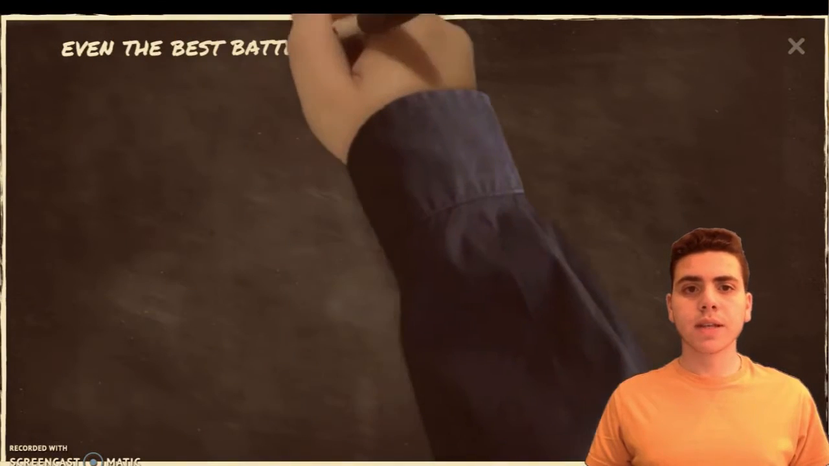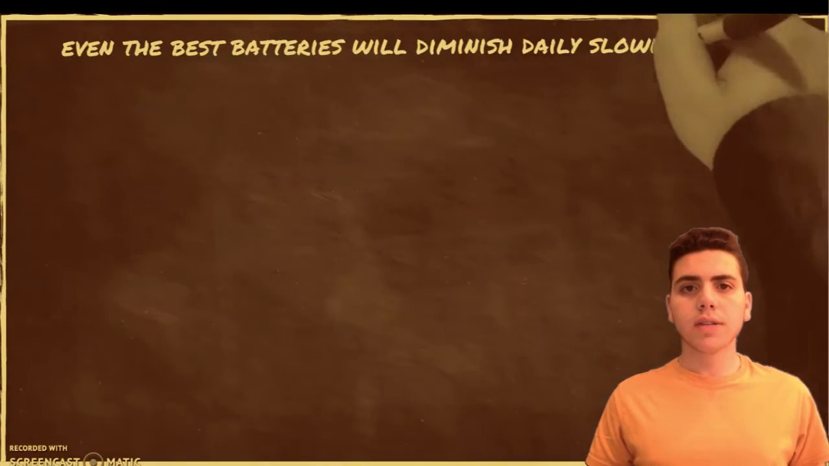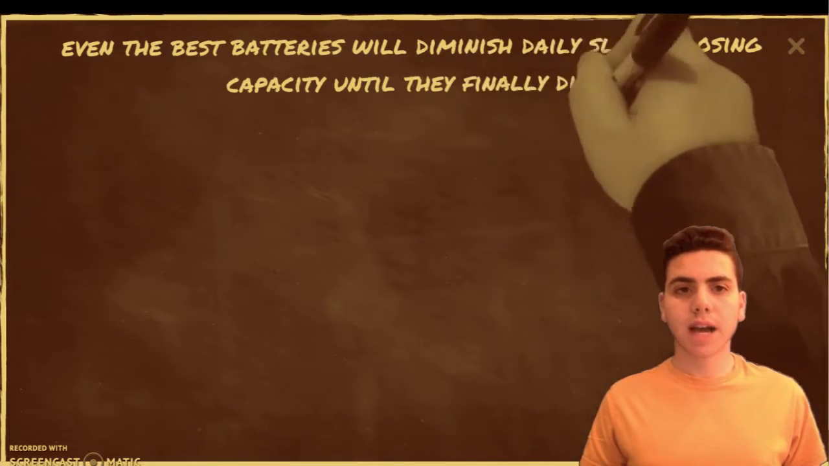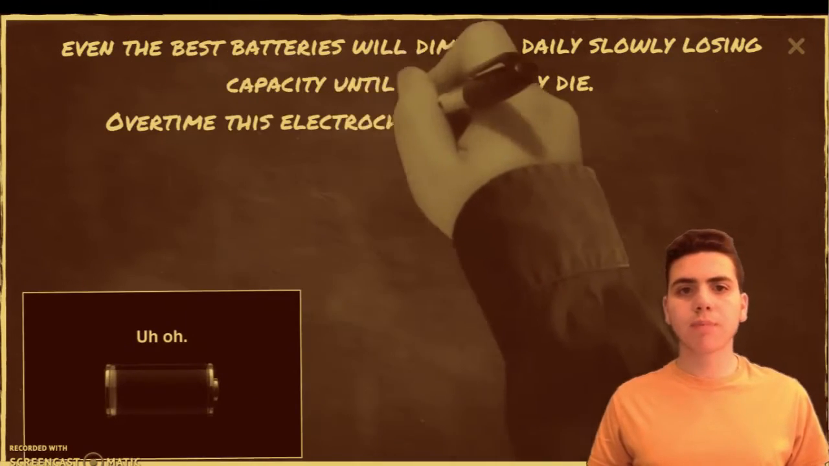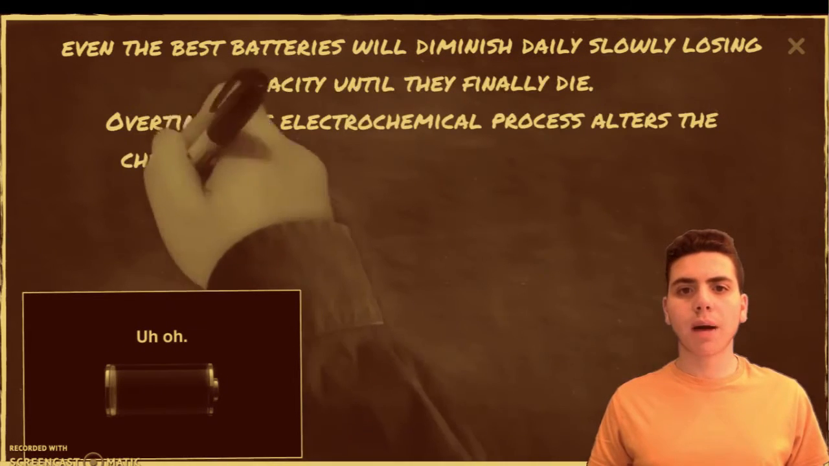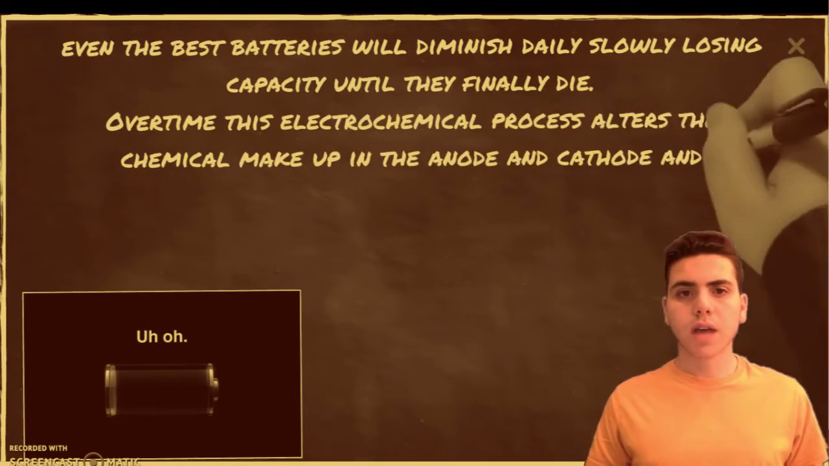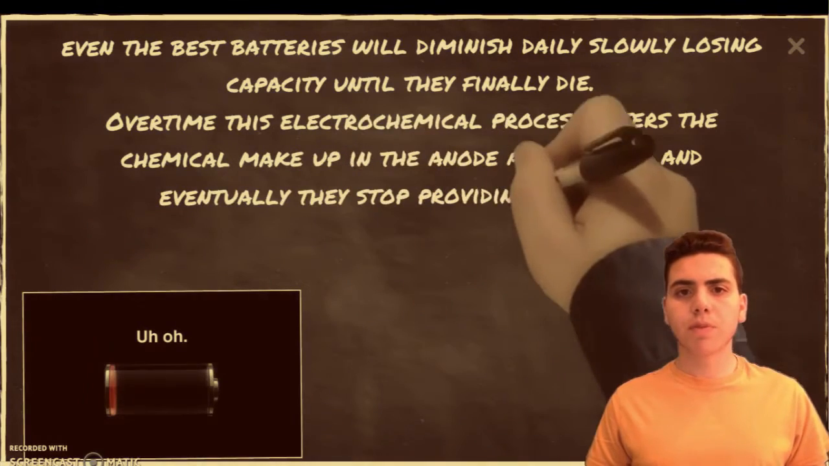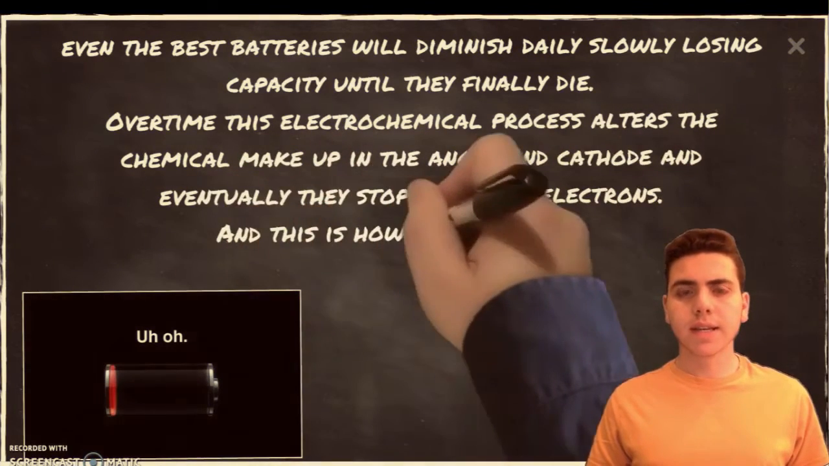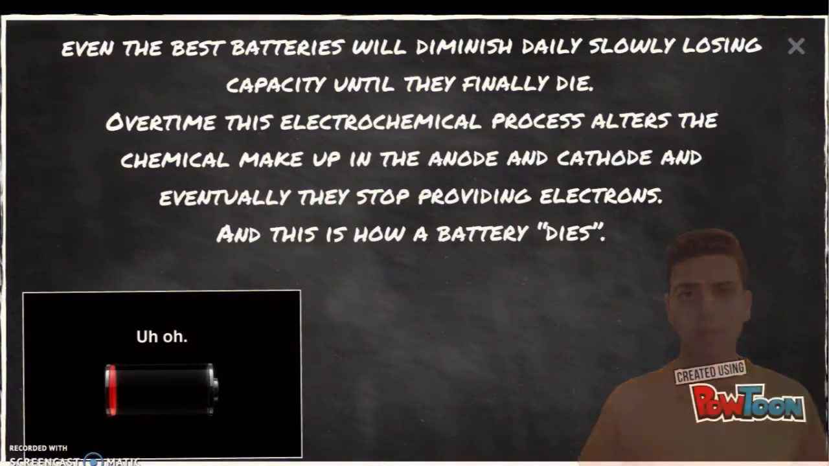Even the best batteries will diminish daily, slowly losing capacity, until they finally die. Over time, this electrochemical process alters the chemical makeup in the anode and the cathode, and eventually they stop providing electrons. And this is how a battery dies.